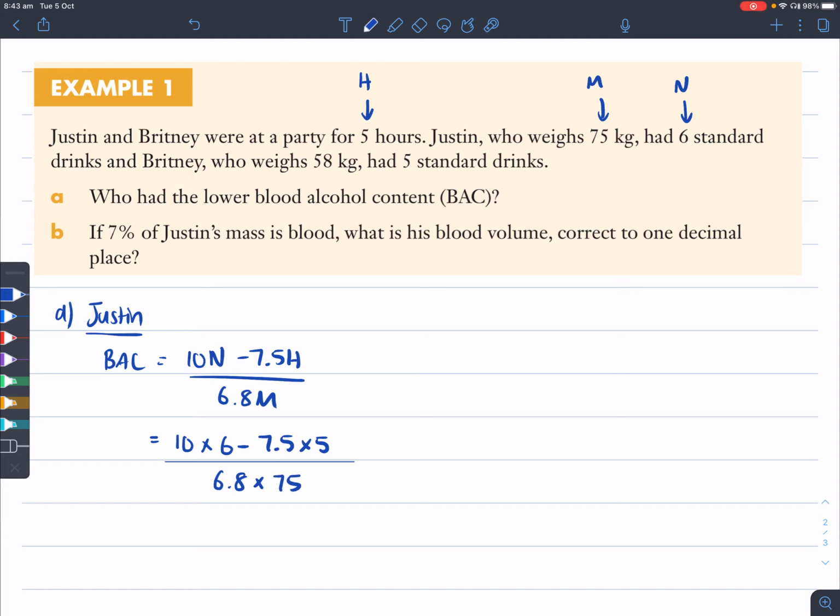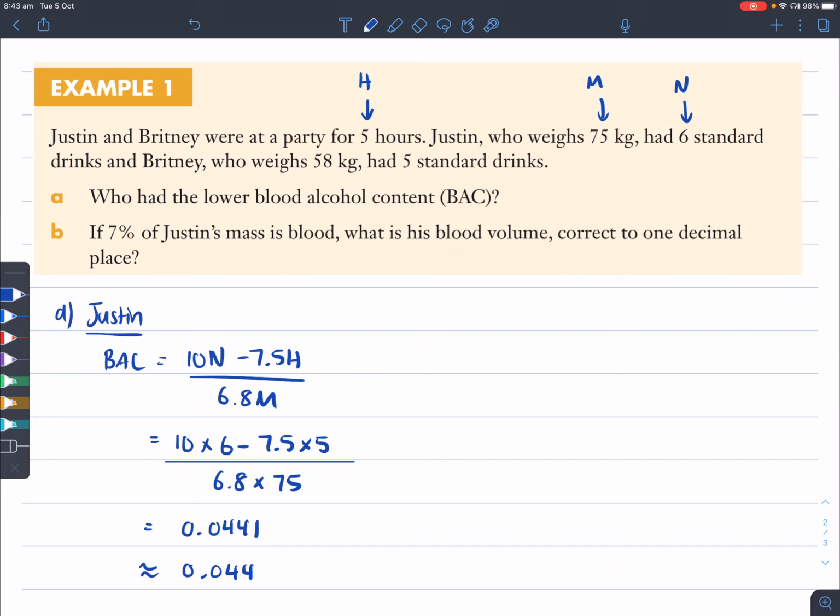Now what that gives you on the calculator is around 0.0441, and we're just going to round that to 3 decimal places, just so it looks nicer. So 0.044. This is his BAC then.